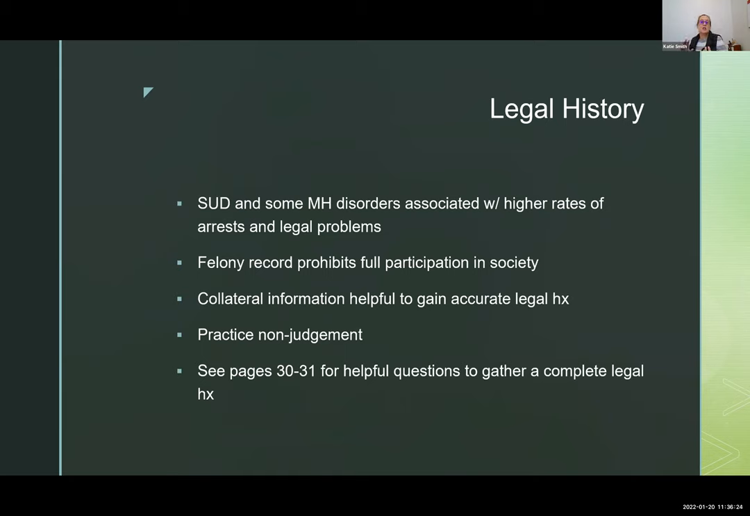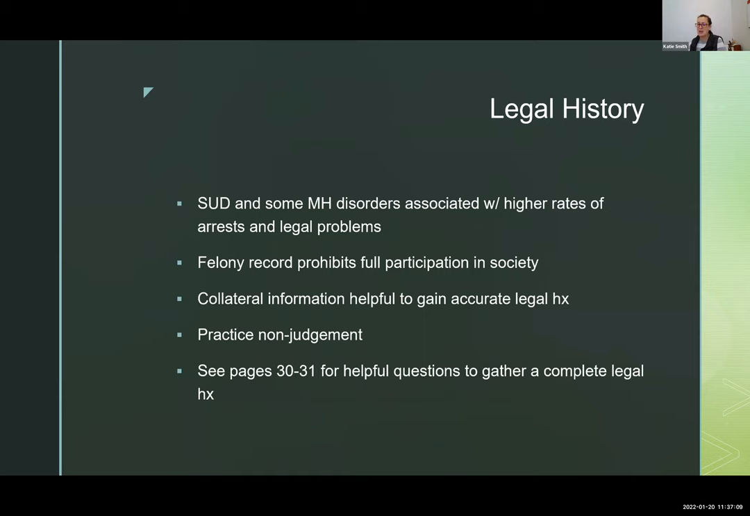Legal history. So we want to know about it. Substance use disorders and some mental health disorders are associated with higher rates of arrests and legal problems. Felony records prohibit full participation in society. So we need to know their legal history. If one of their goals is to go back to school and they're expecting to get financial aid to do that, but they have a felony on their record, can they do that? Or what are some of those processes that need to be in place in order to help them with that, right? How about housing, right? I have a felony on my record, so I can't find housing or I can't find work.